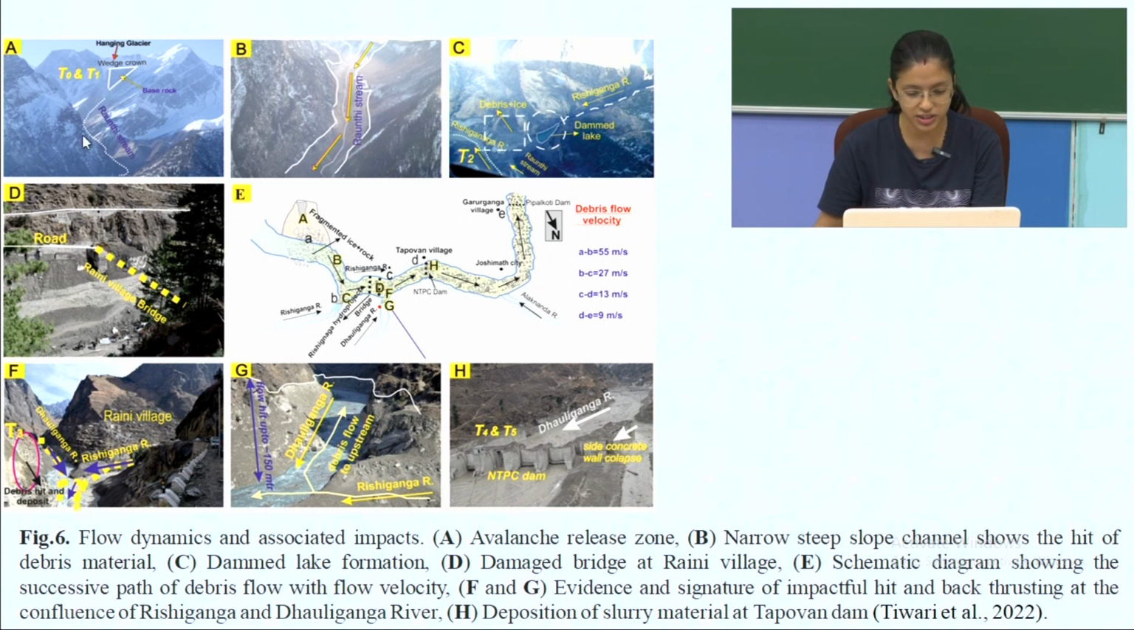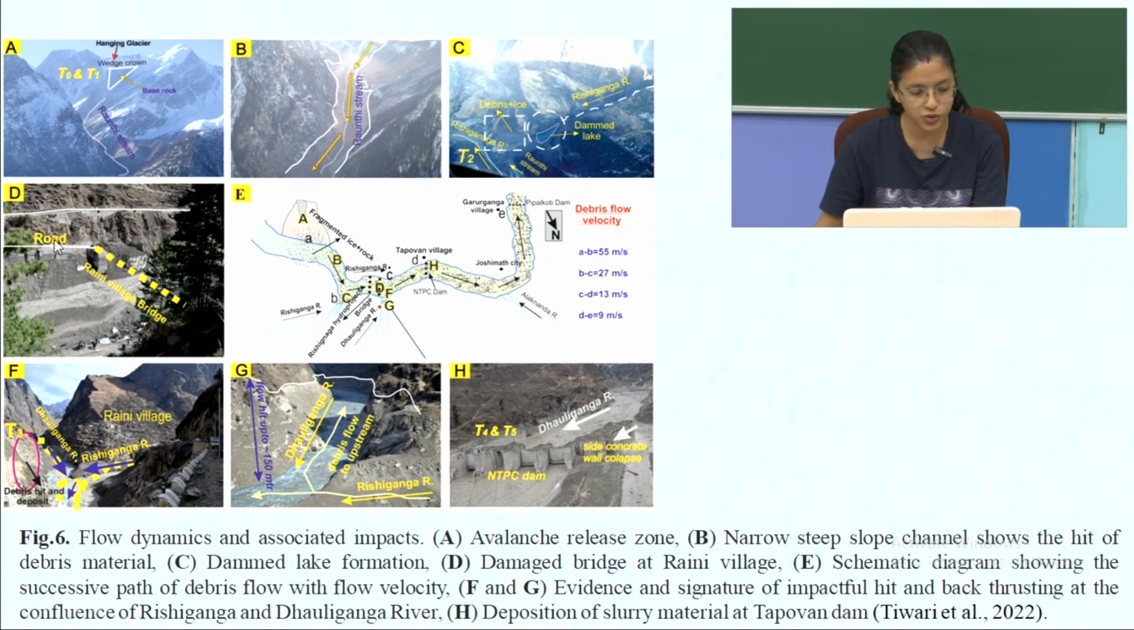This is the point of avalanche release zone. These dotted lines represent the path of the rock ice avalanche material along the Ronthi stream. This is the Ronthi stream, and this white line denotes the effect of the debris. It can be seen that it reached a highest point at many places. This is the confluence between Rishiganga and Ronthi stream. This is the place where Rishiganga hydropower project was completely damaged.